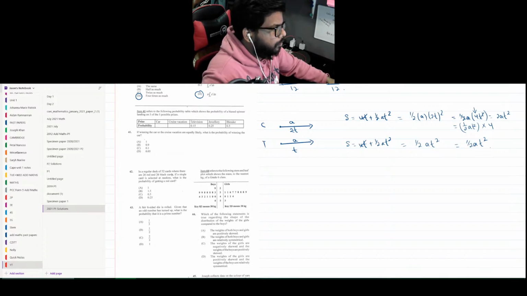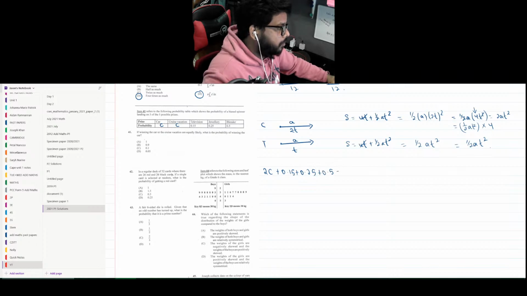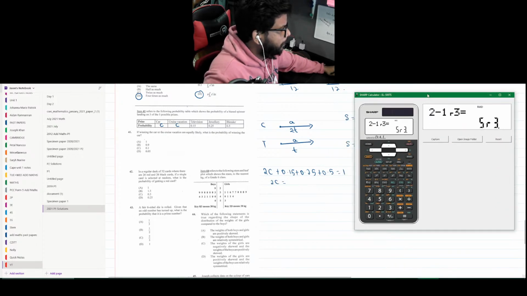Alright, so all the probabilities must add up to give you 1. Let me say the probability of the car is C and the probability of the cruise vacation is CV, but both of them are equal, so you can say both of them as C. So I get 2C plus 0.15 plus 0.25 plus 0.5, supposed to give me 1. 2C is equal to 1 take away 0.5, take away 0.25, take away 0.15, which is 0.1, divided by 2, so 0.05.